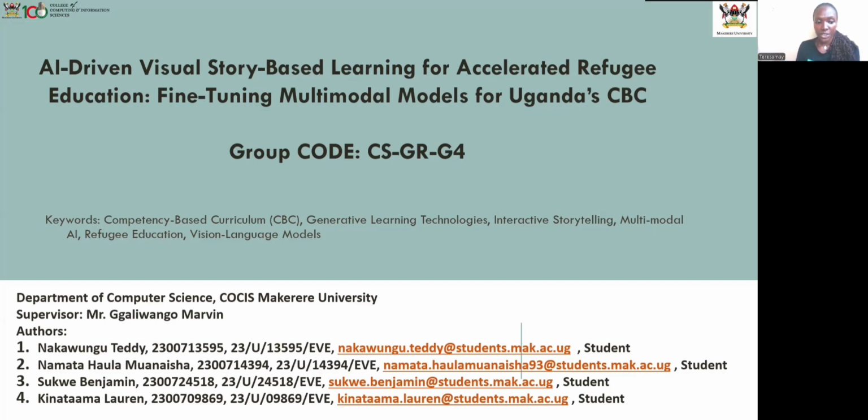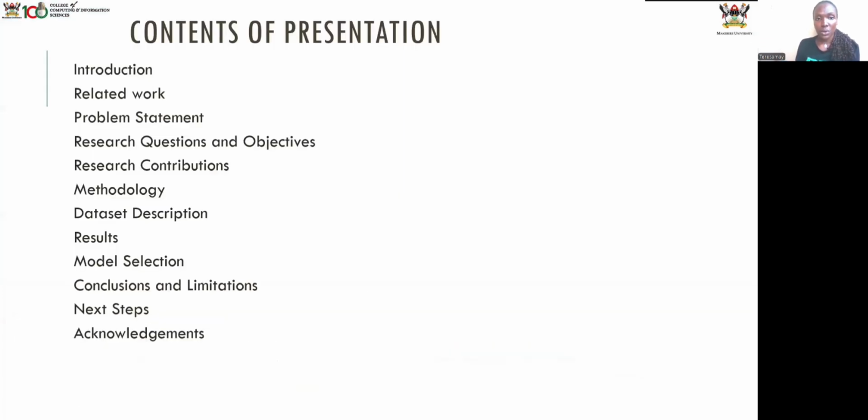Then we have refugee education. This is just education designed to meet the needs of displaced learners, those who face barriers like interrupted schooling, language challenges, or even lack of resources. Then last, we have vision language models. Those are just advanced AI models that link visuals and textual understanding, and they can interpret images, describe them in words, or even generate images from texts. So these are some of the contents in this presentation. They are listed down there.